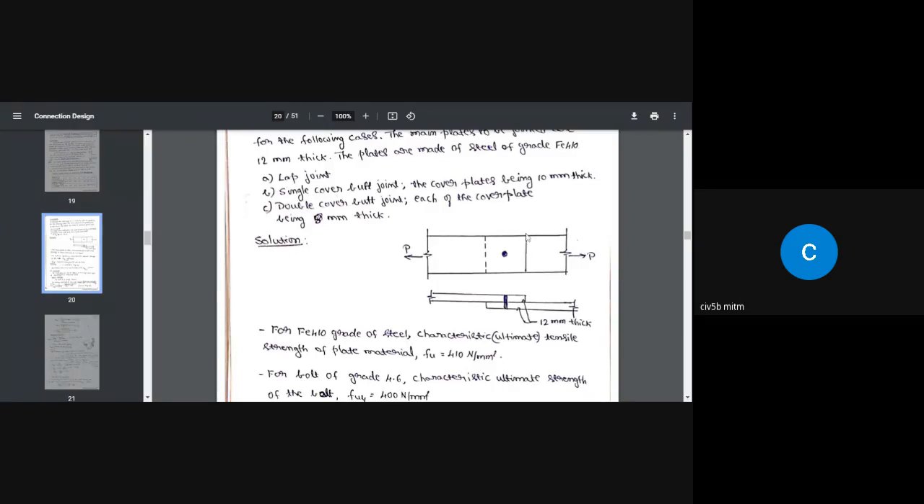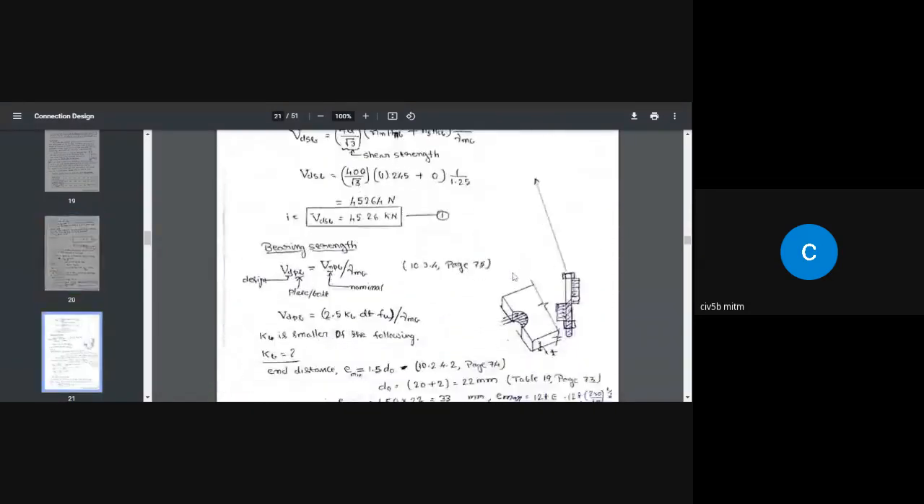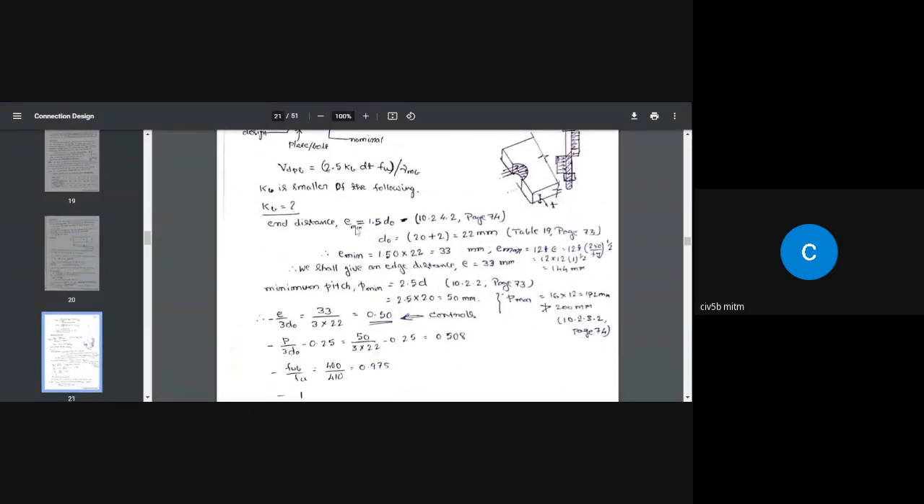Here, I'm going to assume this surface as smooth. That means this end is machine cut. Once that is assumed as machine cut, this has a definite edge. That way we can take this end distance as 1.5 times do, where do is the diameter of the bolt hole. So e minimum is, as I said, 1.5 times do. This is as per 10.2.4.2.